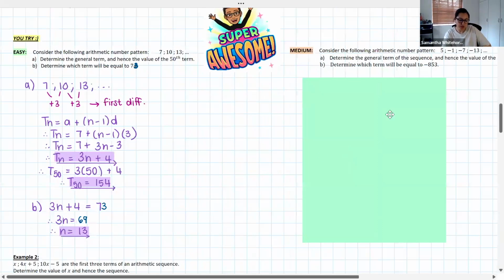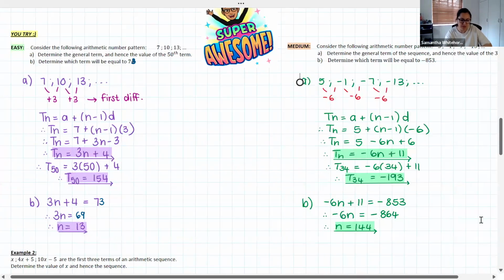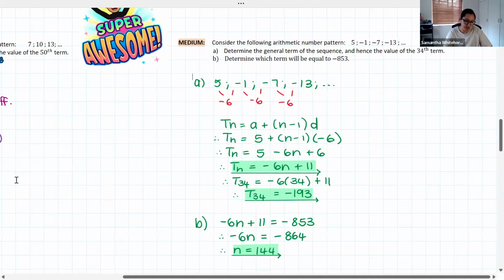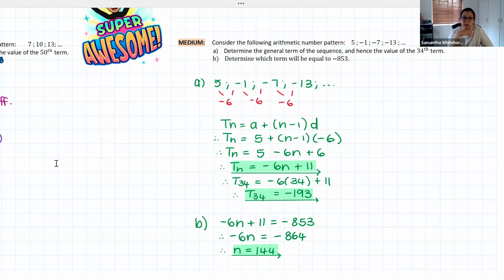Alrighty. The medium question, if this is the one you chose, was now a decreasing pattern, but still linear. We were just subtracting a value each time. Same thing. Get your rule. Once you have that, you can pretty much determine anything. And then I asked you which term had a value of negative 853. So substitute and you can solve for n. As long as you've got that formula, there's a lot of things you can do. Obviously, we can start to make things a little harder.